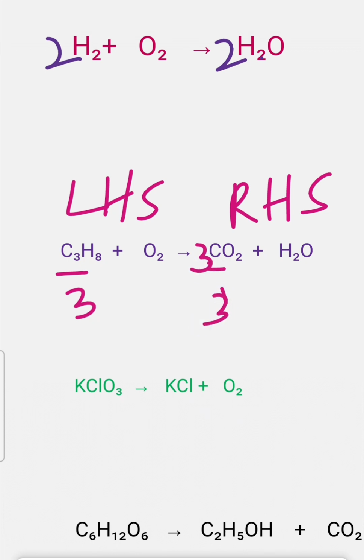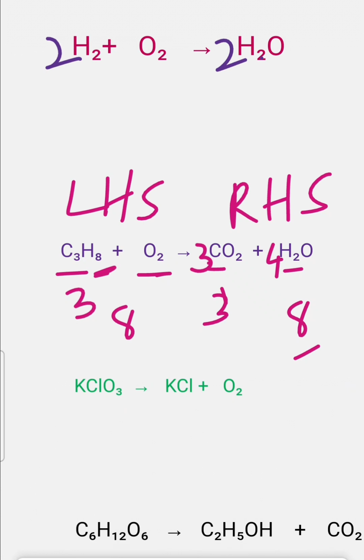Here carbon is balanced. But next is hydrogen. See, what about hydrogen? Here there are 8 hydrogen, but here only 2. So in the 2 table, if you put 4 here, 2 fours are 8. So hydrogen is also balanced. 2 fours are 8. It is balanced. Now next is oxygen. Is the oxygen balanced, student? No. So what do we have to do here?